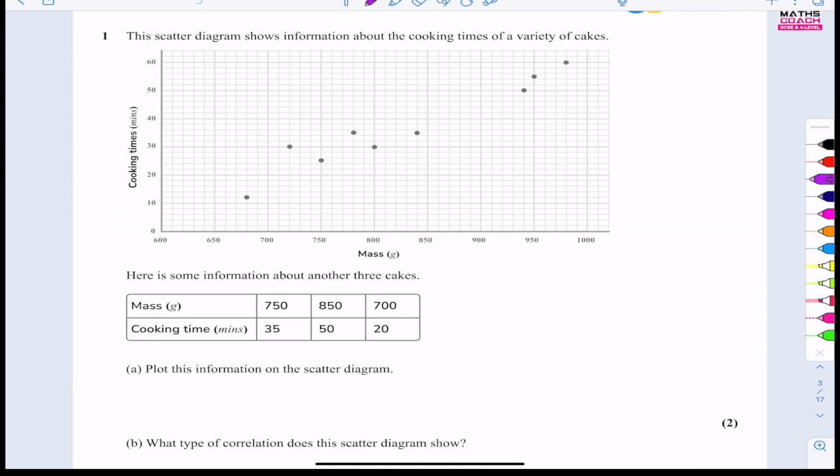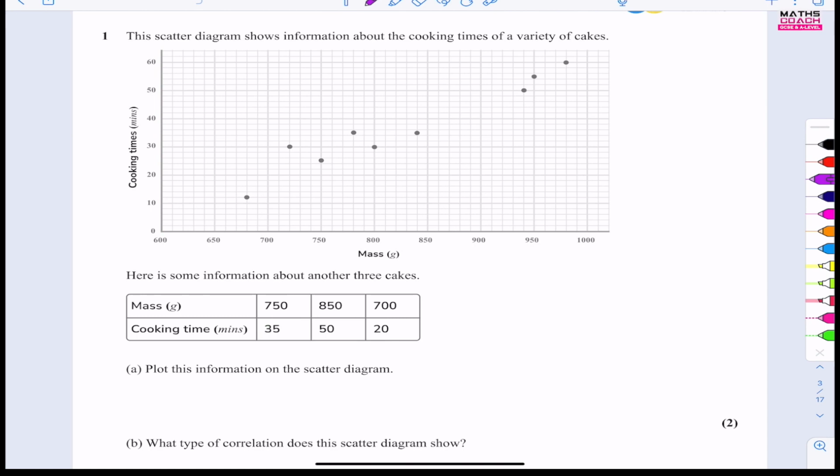For question number 1, this scatter diagram shows information about the cooking times of a variety of cakes. Here is some information about another 3 cakes, and you're given this table. Plot this information on the scatter diagram. So what do we want to do here? Well, first of all, just identify the fact that you've got the mass here and you've got the cooking time. So the mass is referring to the x-axis and the cooking times are referring to the y-axis. So you've got to plot these points on there.